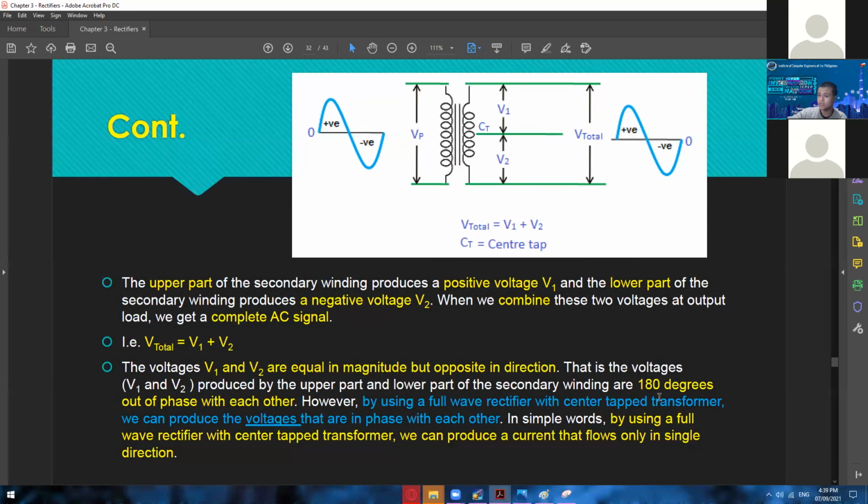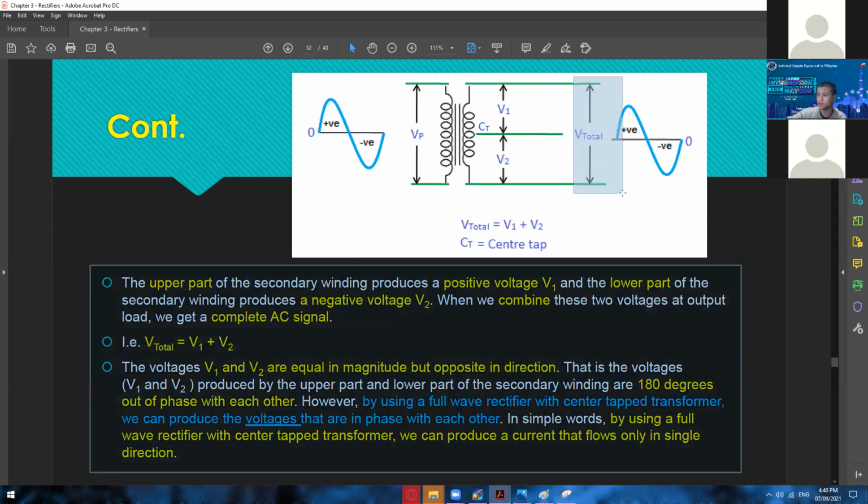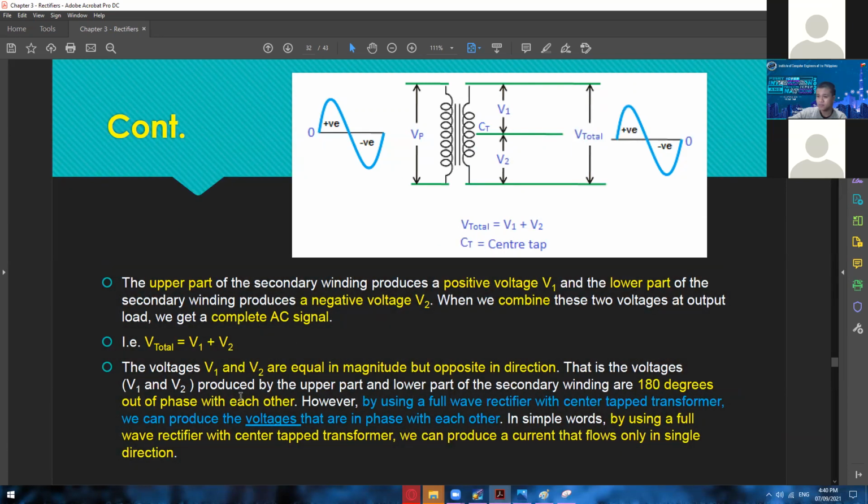So I will skip most of the part in here, since there is just an explanation on where this is connected, etc. But if you want to get the V total, just get the computation on the V1, which is the positive half cycle, and the V2, which is the negative half cycle. As a result, it will give you the V total. So V1 and V2 are equal in magnitude but opposite in direction. That is the voltages of V1 and V2 produced by the upper part, secondary winding.